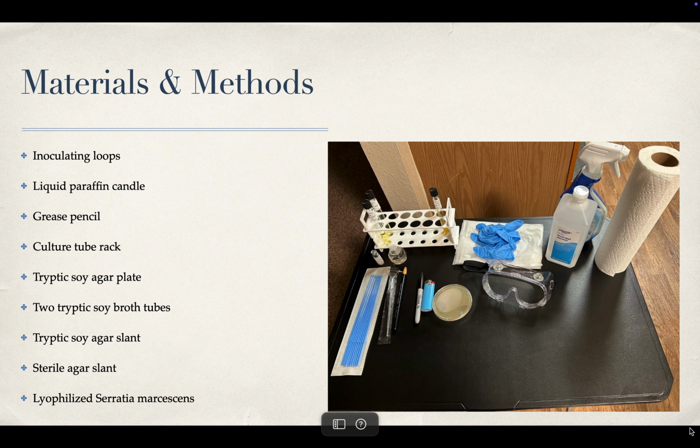Alright, I'll be covering materials and methods. Some materials used in this lab were inoculating loops, liquid paraffin candle, grease pencil or Sharpie, culture tube rack, tryptic soy agar plate, tryptic soy broth tubes, tryptic soy agar slant, sterile agar slant, and lyophilized Serratia marcescens.